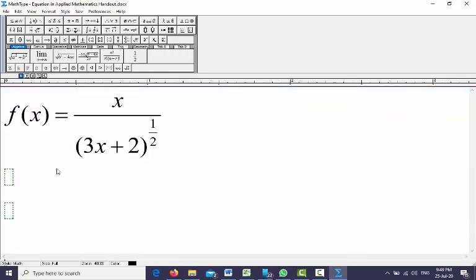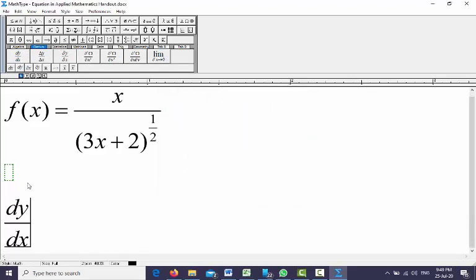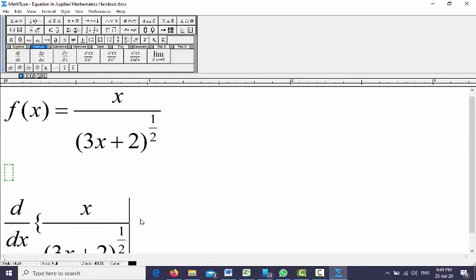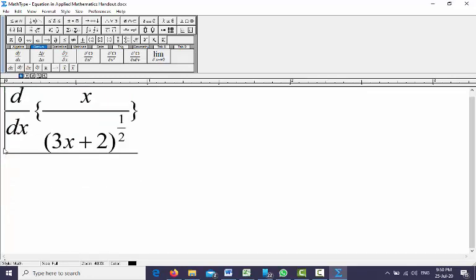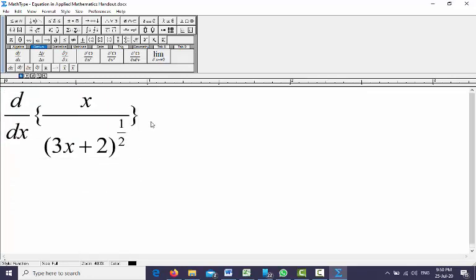Right, I will solve it using two different methods. So first of all, let us get d by dx. Right, so here first of all we will do differentiation of this one. Okay. So we want to do differentiation of this one.